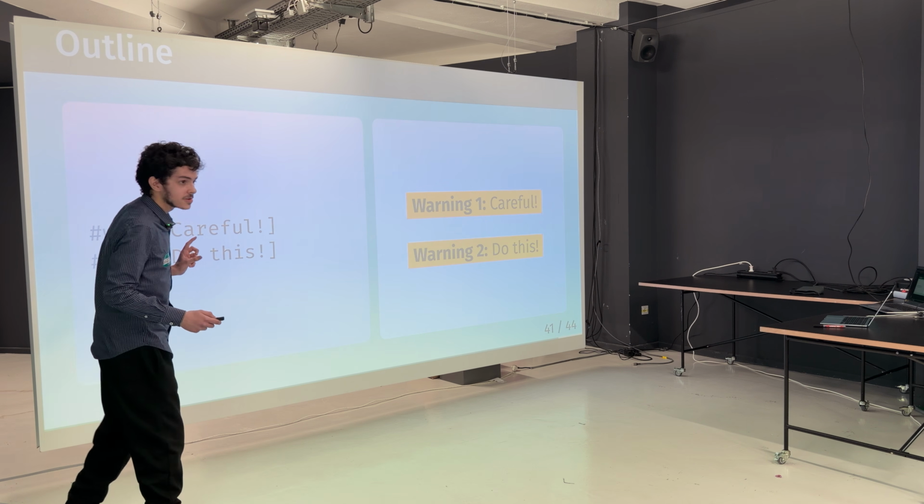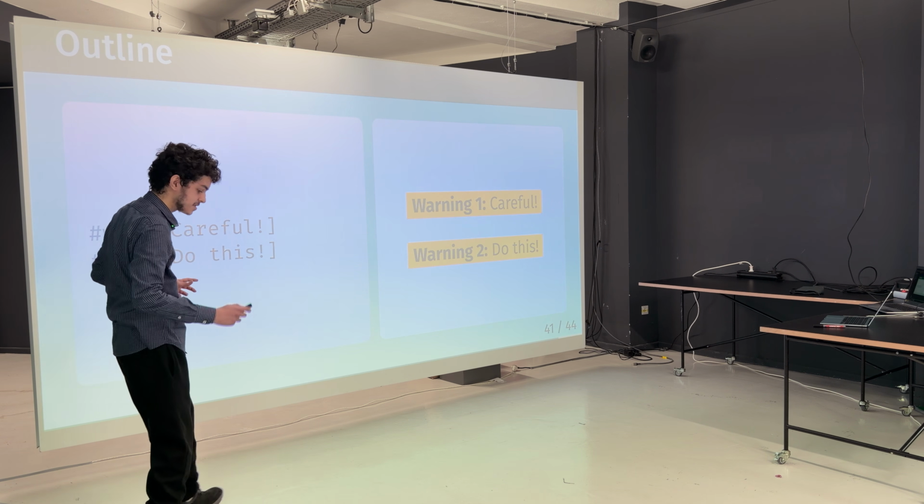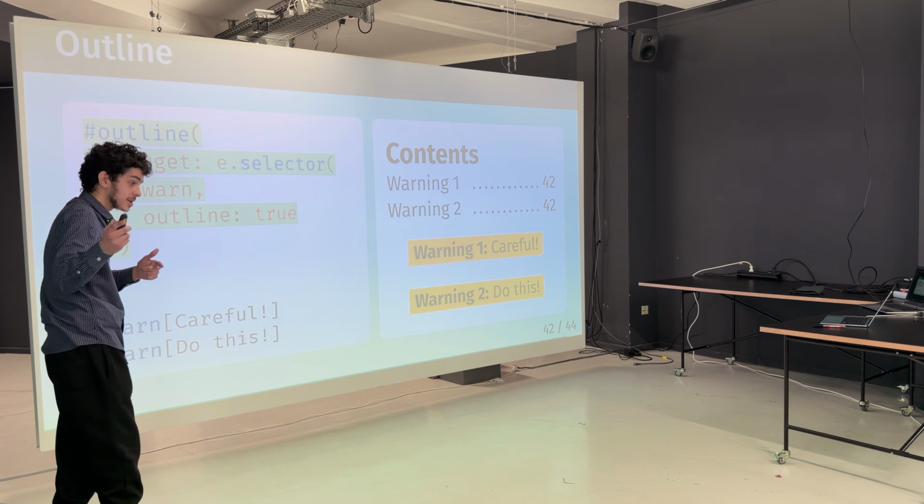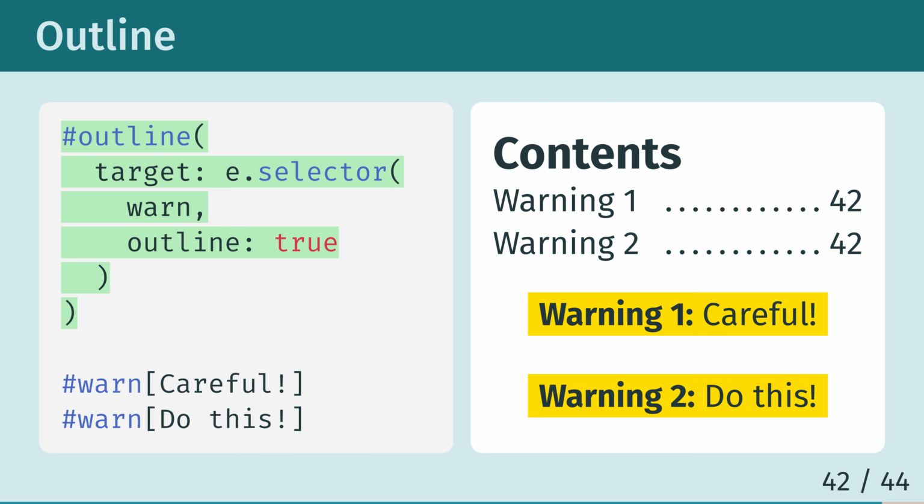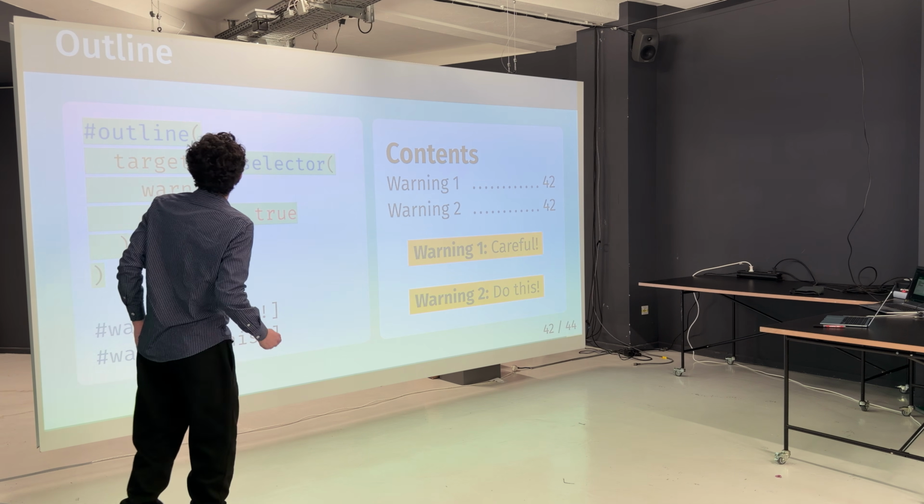Also, we can outline them. So let's say we have 2 warning boxes. We show a list of them. We can just use the outline auto parameter, and now using this somewhat convoluted syntax, we can have an outline of this warning. So that's very convenient.